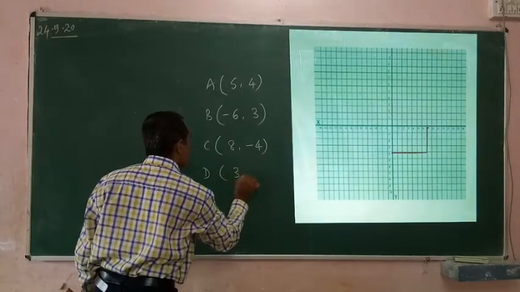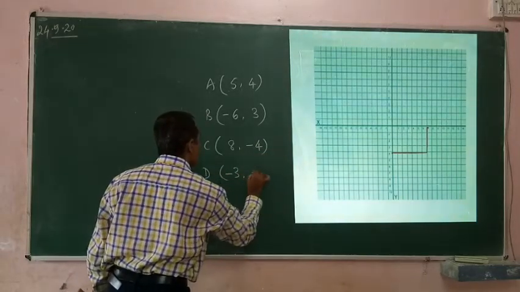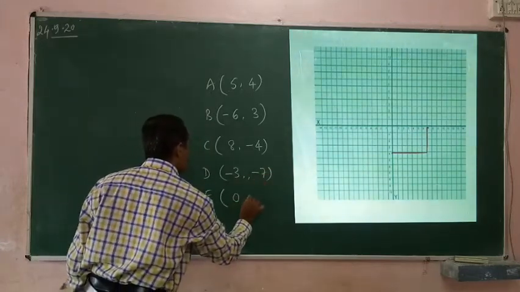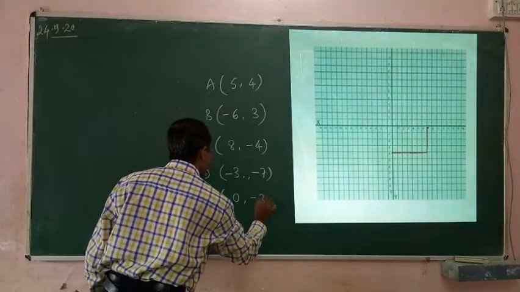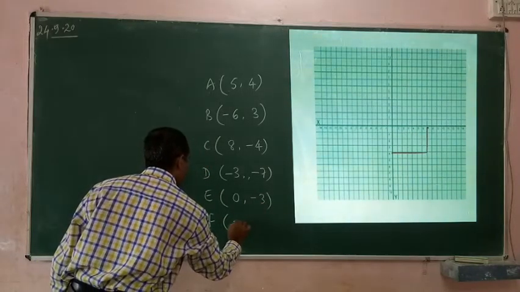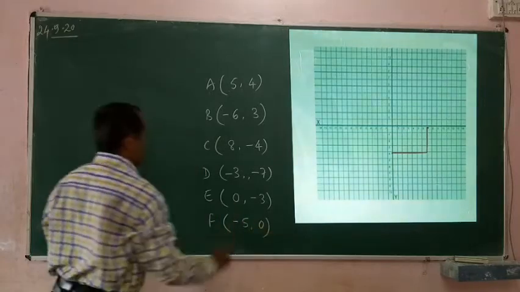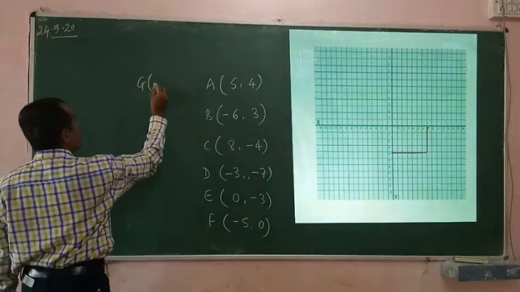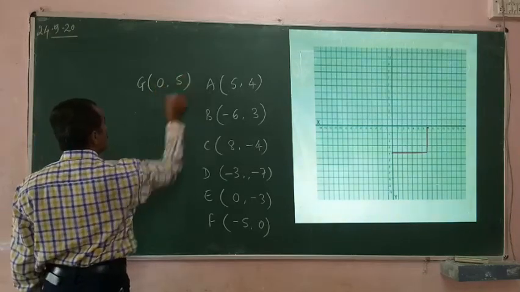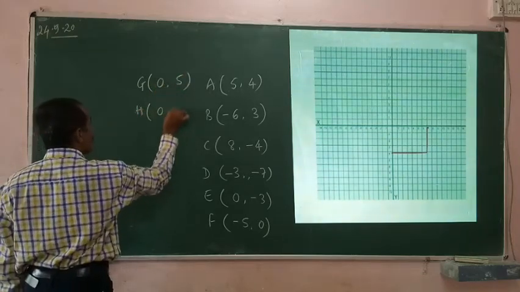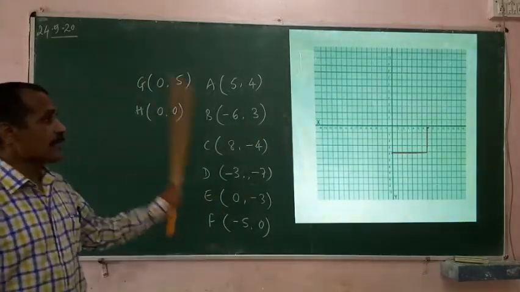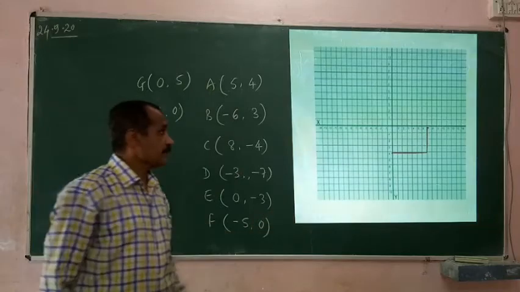D 3, minus 3, minus 7. E 0, minus 3. F minus 5, 0. G 0, 5. H 0, 0. Come on, students. These many points have to be marked on a Cartesian plane.